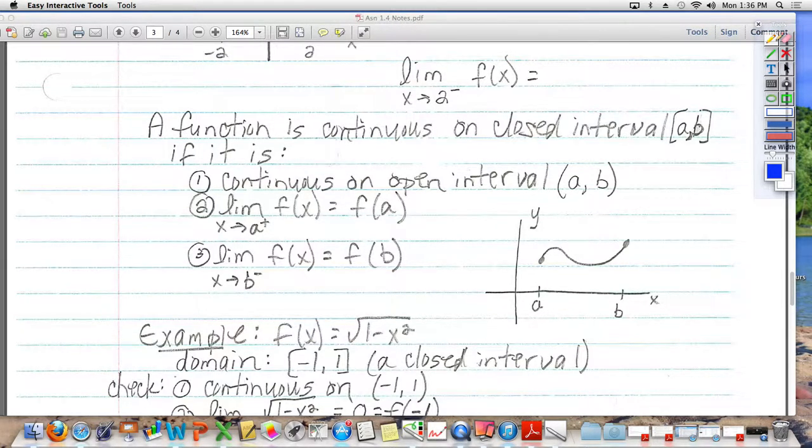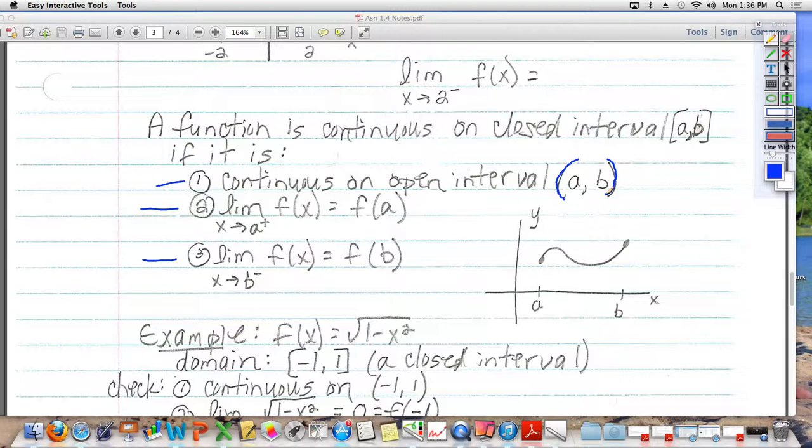All right, so a function is continuous on closed interval a, b if these 3 things are met. This has to be met, this has to be met, that has to be met. First of all, it has to be a continuous graph over an open interval. You see the parentheses, not the brackets. So it has to be a continuous graph.